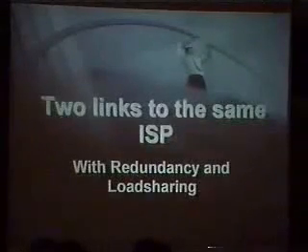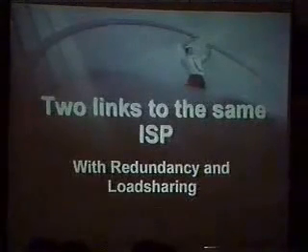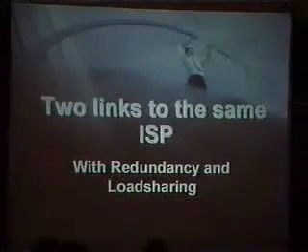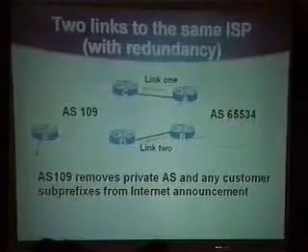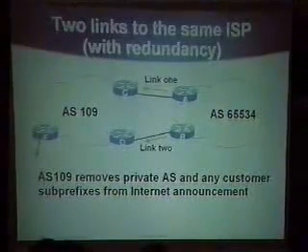Now, I've just got about 2 or 3 examples in here just to give you an idea, because I don't have enough time to go through everything. Here's an example: 2 links to the same ISP, give you some redundancy and some load sharing. So simple picture, AS109 I use in these examples is Cisco's AS.